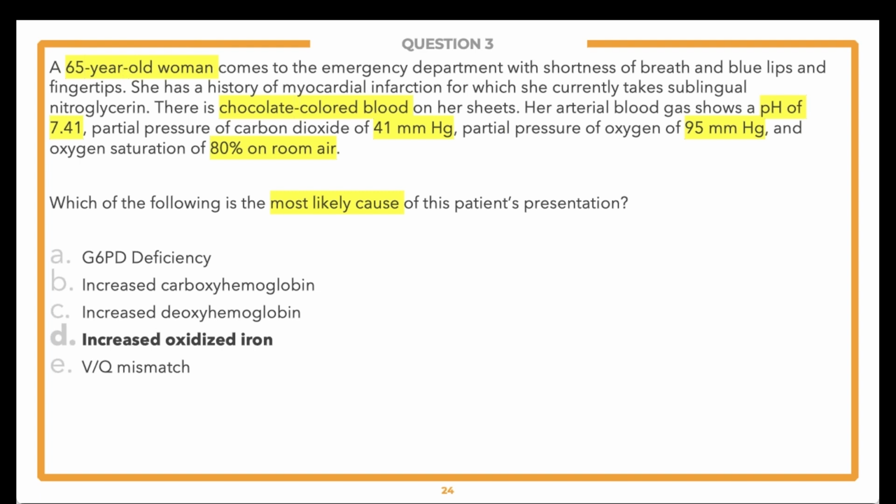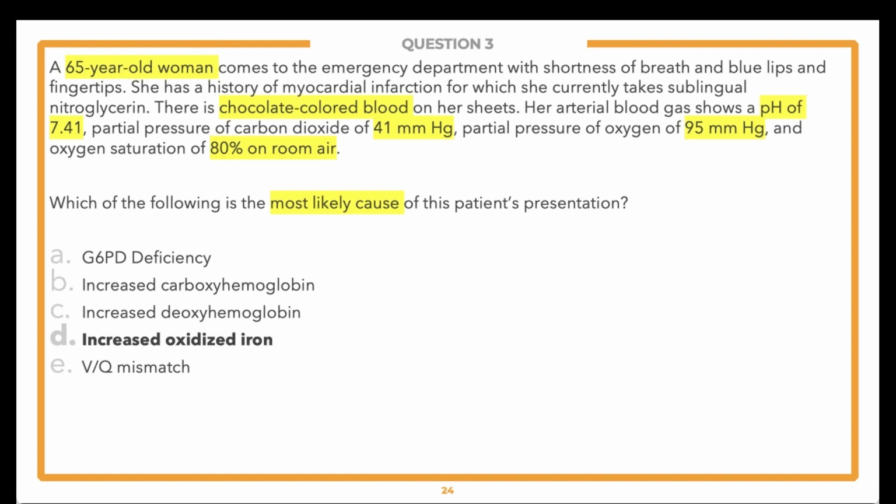Increased deoxyhemoglobin. So that is when the absence of it bound to oxygen, right? So it leads to peripheral cyanosis, and it wouldn't have that chocolate color that you see in methemoglobinemia. Okay, so this is not a bad differential as well, but deoxyhemoglobin is just hemoglobin that doesn't have oxygen bound to it. Here in this situation, it's because the hemoglobin has been oxidized and the iron has changed shape. That's why it's not binding to it. It's a little bit different. And the best answer would be increased oxidized iron.